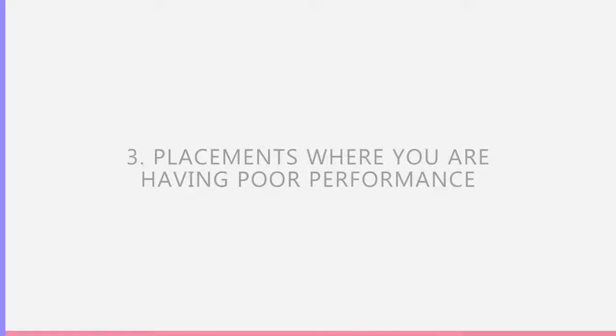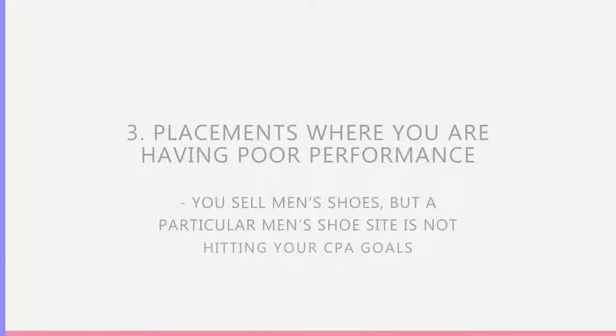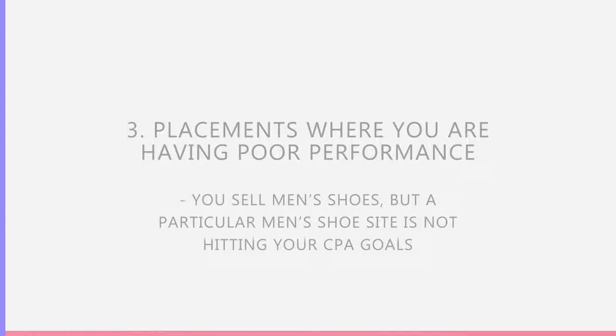And the third reason is you may see some placements that are just having poor performance. So you may be on a men's shoe site with your ads, and you sell men's shoes, right? But you're on a particular placement that does sell men's shoes, but you're not hitting your CPA goals. Your CPA comes in way high or there are no sales at all. So you determine that that placement just does not work for you, and you add it as a negative placement. Now, before you start adding negative placements, you have to be very, very careful, because you could add a placement as a negative in the wrong way and totally lose all the traffic on a placement if you do it without understanding exactly what the format is and how it works.